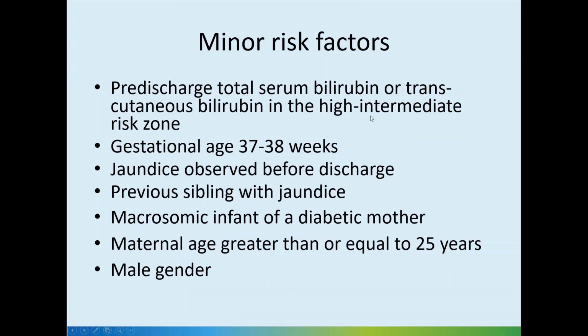Minor risk factors: where the bilirubin falls in the high intermediate risk zone and the gestation is 37 to 38 weeks, jaundice observed before discharge, previous sibling with jaundice but not needing treatment, macrosomic infant of diabetic mother, and maternal age greater than or equal to 25 years and male gender.